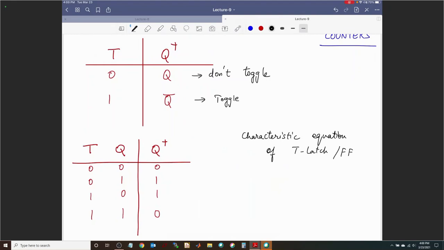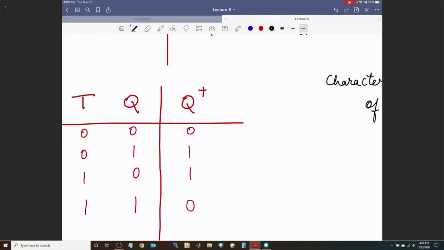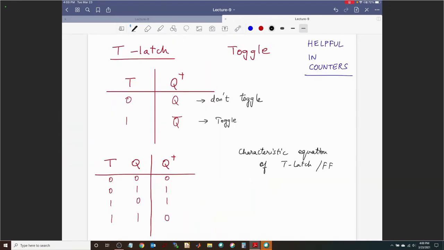What is that? Can you guys tell me the relationship between T, Q, and Q plus? What is the logic expression? That's right, Q plus equals T exclusive OR Q. That's exclusive OR, right? It's the inequality detector, right? So that would be Q plus equals T exclusive OR Q. That's your characteristic equation of a T latch or a flip-flop.